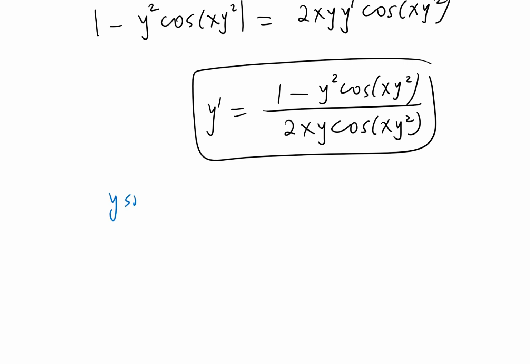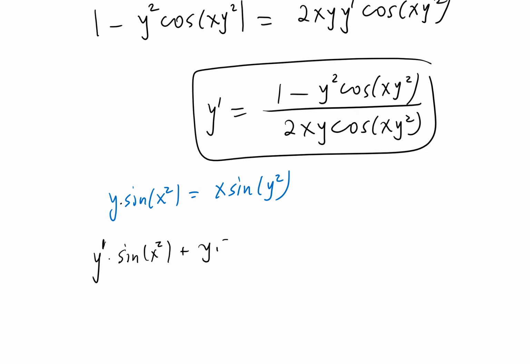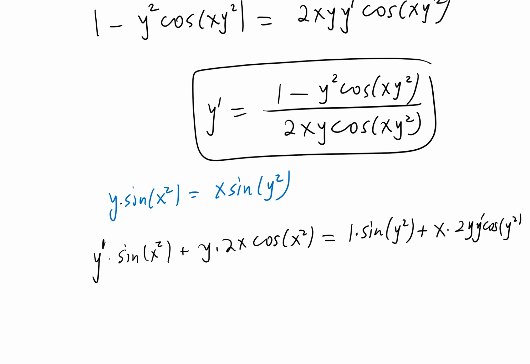Another example: y sine x squared equals x sine y squared. Differentiate both sides using the product rule. So the derivative of y is y prime. So what do we get here? Y prime sine x squared plus y times 2x cosine x squared. The derivative of x is 1 times sine y squared plus x times 2y y prime cosine y squared.